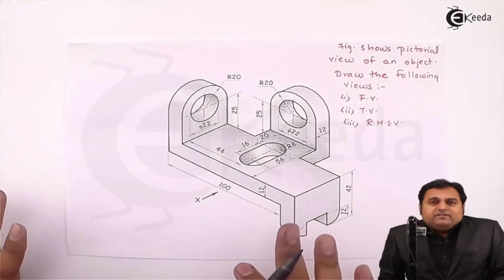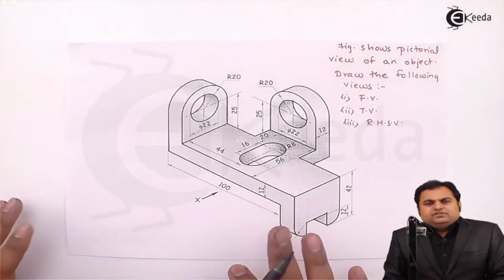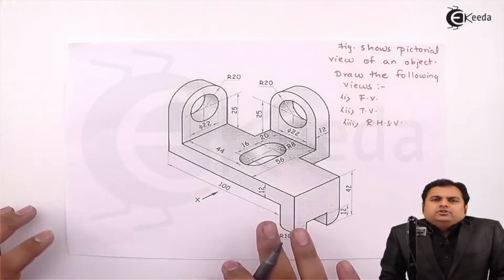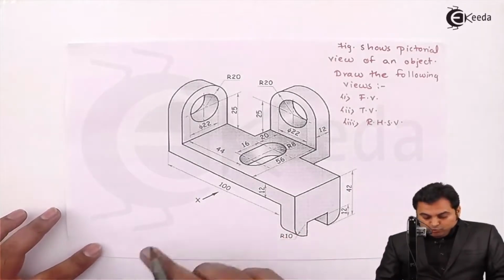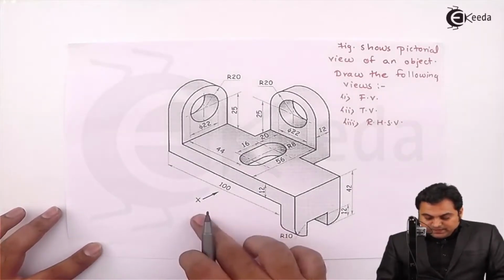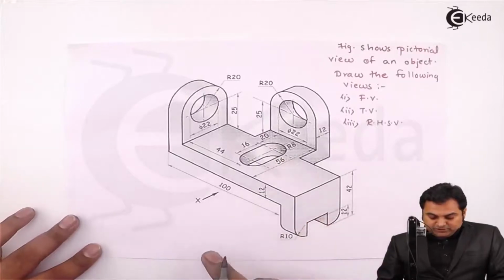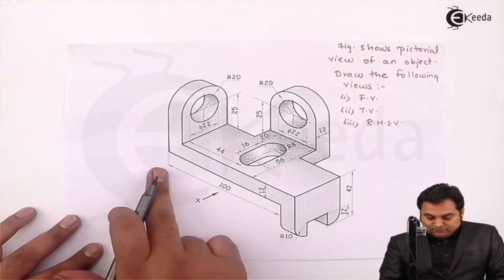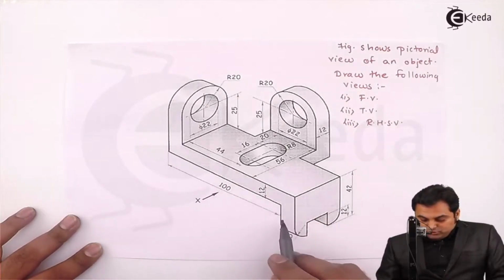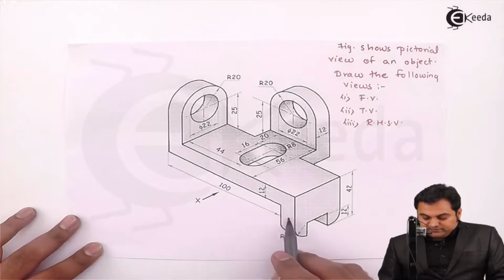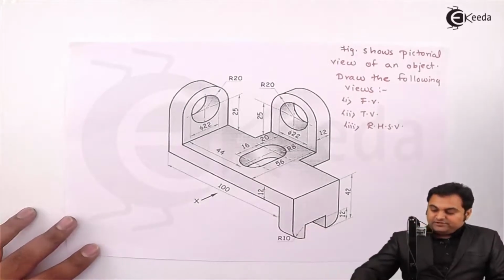Whenever we have a question of orthographic projection, the first thing we should note down is the total length, height, and width of the object. When I'm looking along x direction, I'm going to see the length and height of the object. The length, from the left corner up till here, is 100 mm, and then this plate is 12 mm throughout. So 100 plus 12 gives me the value of length as 112.